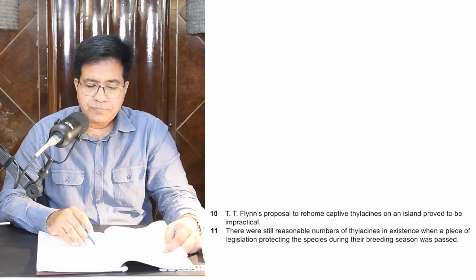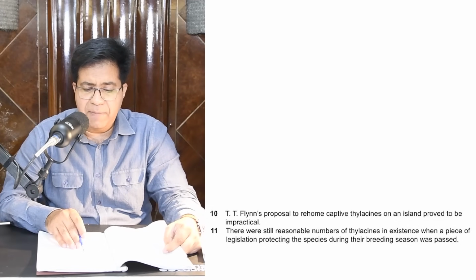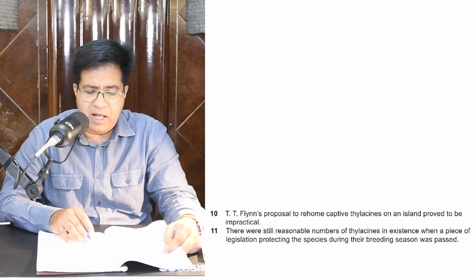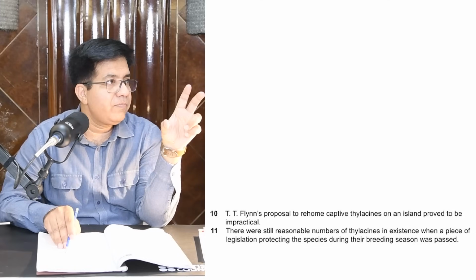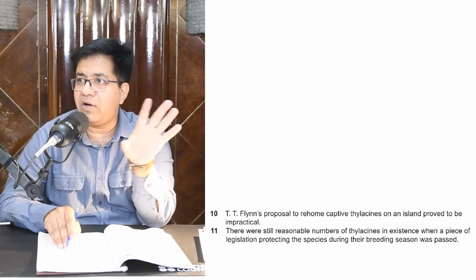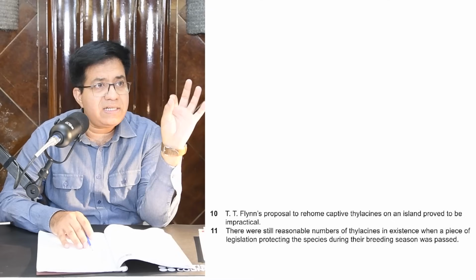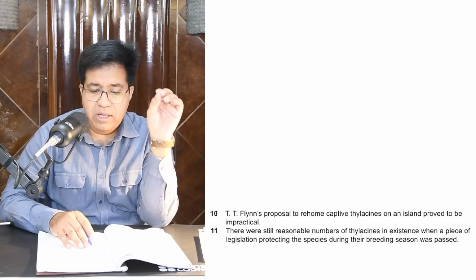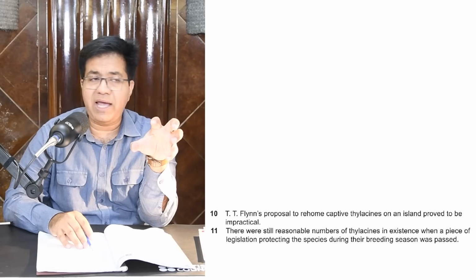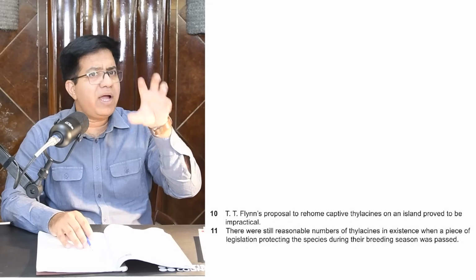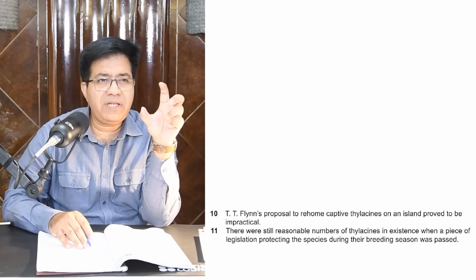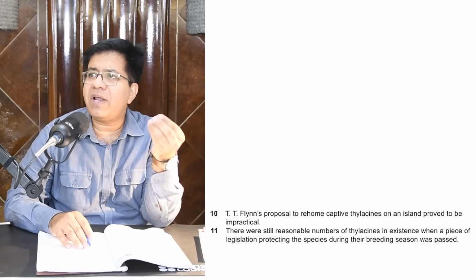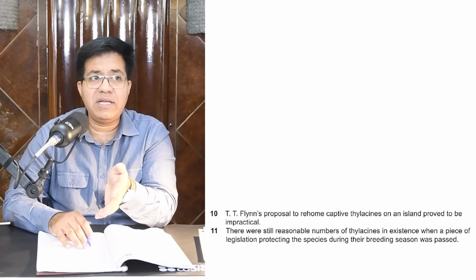Question number 11. There were still reasonable numbers of thylacine in existence when a piece of legislation protecting the species during their breeding season was passed. Now listen, they passed a law that during the breeding season they will not kill thylacine. Now by the time they passed the law, if there were still a reasonable number of thylacine, reasonable means enough thylacine, quite a lot of thylacine. If the number was reasonable, answer is true. If the number was small, if they say few were left when the law was passed, answer is false.